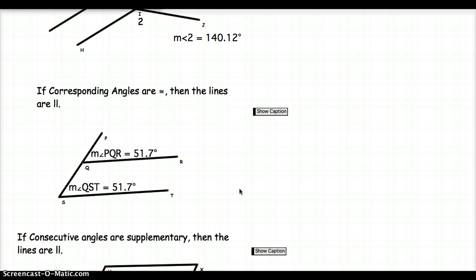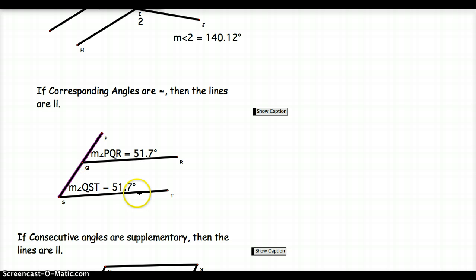What about the corresponding angles postulate? Let's take a look here again. Here's two lines that are presumably parallel. If these two lines are parallel, this would be our transversal.